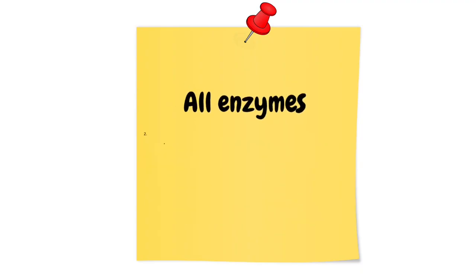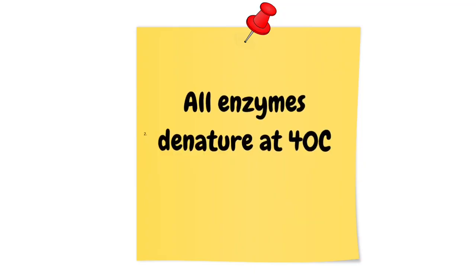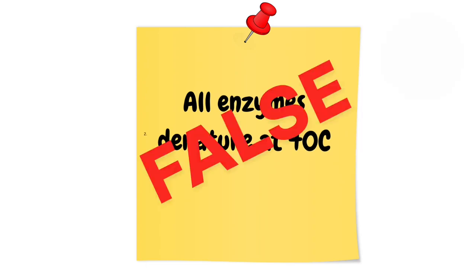And finally, all enzymes denature at 40 degrees. Is that true or false? So 3, 2, 1. This one's false. It's true that many enzymes in the human body might denature at around 40 degrees C because this is slightly above body temperature. However, there are other enzymes in the world that will not denature at 40 degrees C and can actually keep working at much higher temperatures depending on what environment they find themselves in.